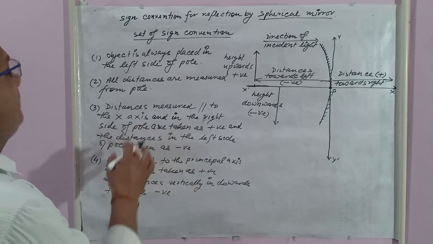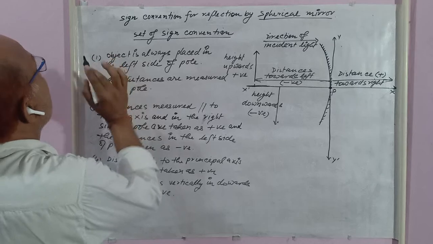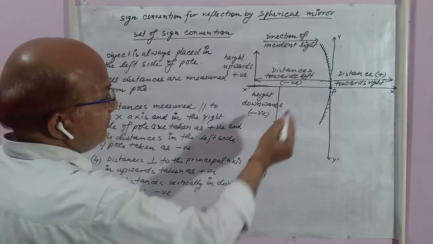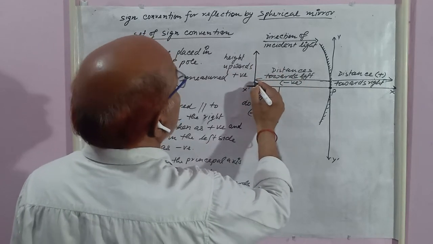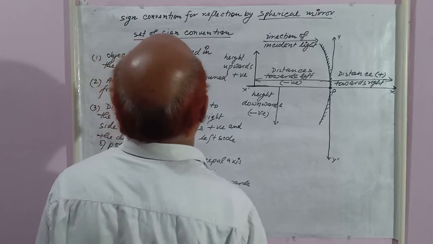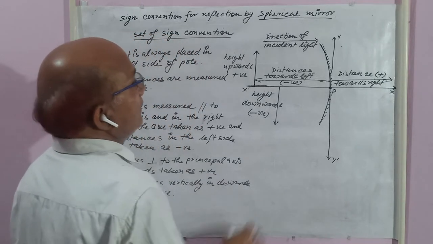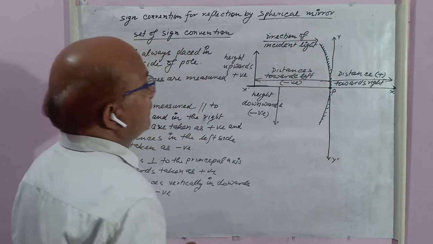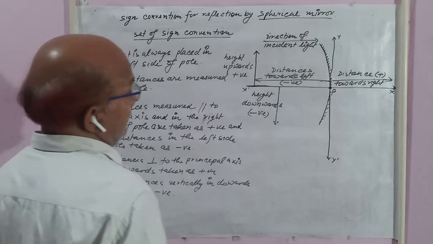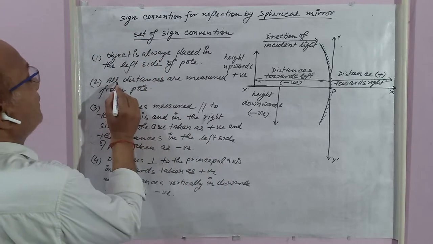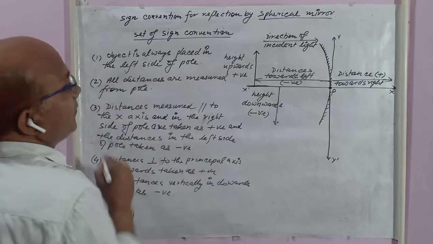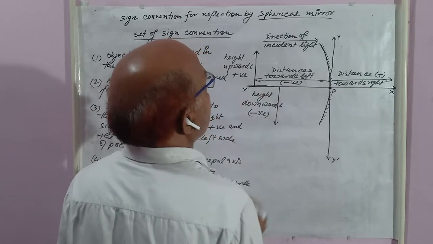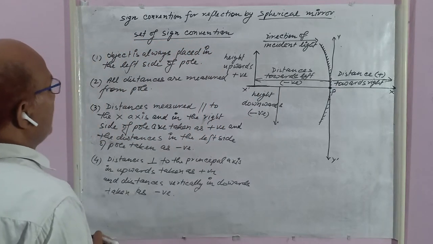So again we recap. Rule number 1 is the object is always placed in the left side of the pole. This is the object. It is always placed in the left side of the pole so that incident light falls from the left side on the spherical mirror. Number 2, all distances are measured from the pole because the pole is taken as origin, so all the distances are measured from the pole.